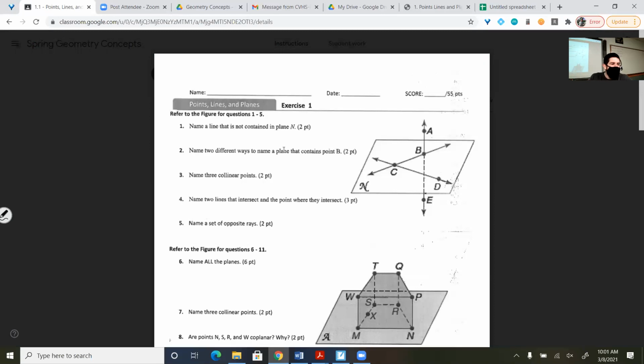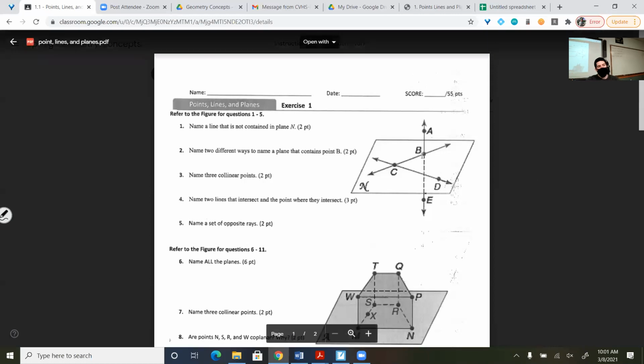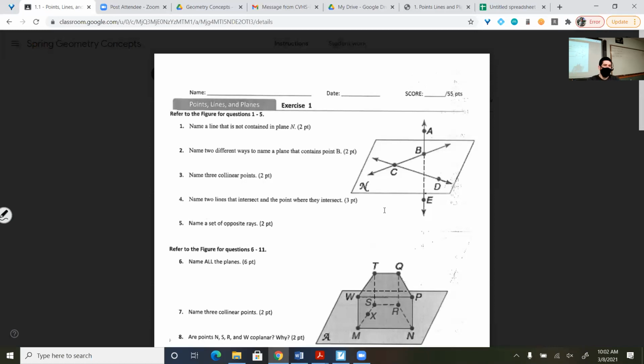Name 2 different ways to name a plane that contains point B. Well, we said that we have 2 different ways to label planes. We can either say its name, which is found in the corner, that capital letter, or we can name it by the points found on the plane. Well, the plane that contains point B is plane N. So that's the first thing that I'll call it. I'll call this plane N. By me saying plane N, I know that I'm talking about this image right here.